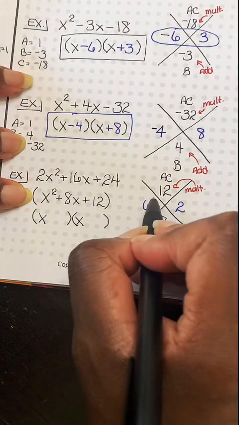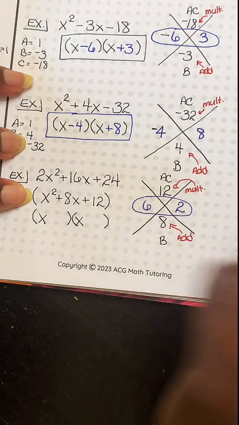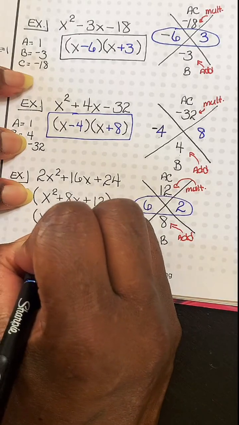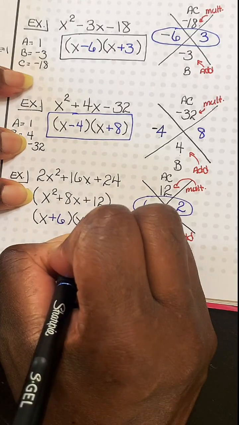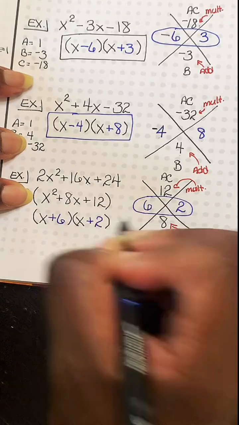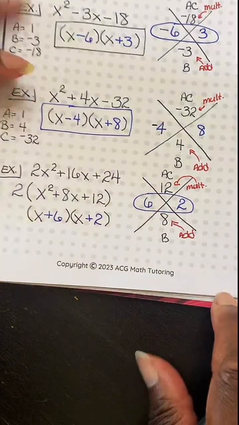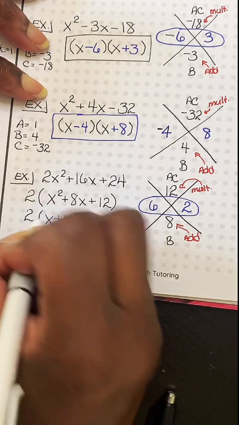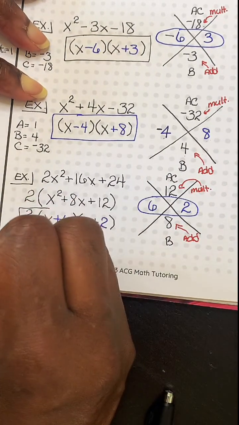So the two numbers that we just found, we're putting them inside the parentheses. So we got our plus 6 and our plus 2. But they're still a friend. Don't forget about your trifling friend. Gotta bring them down. Now it's factored.